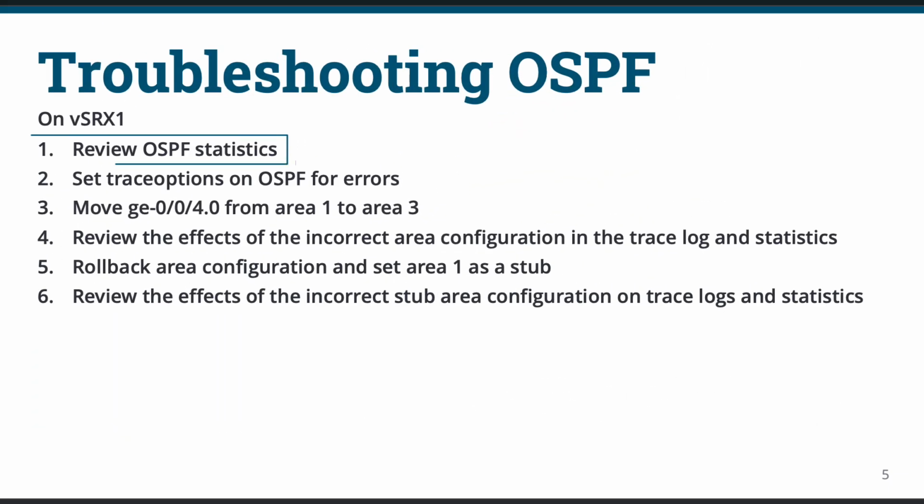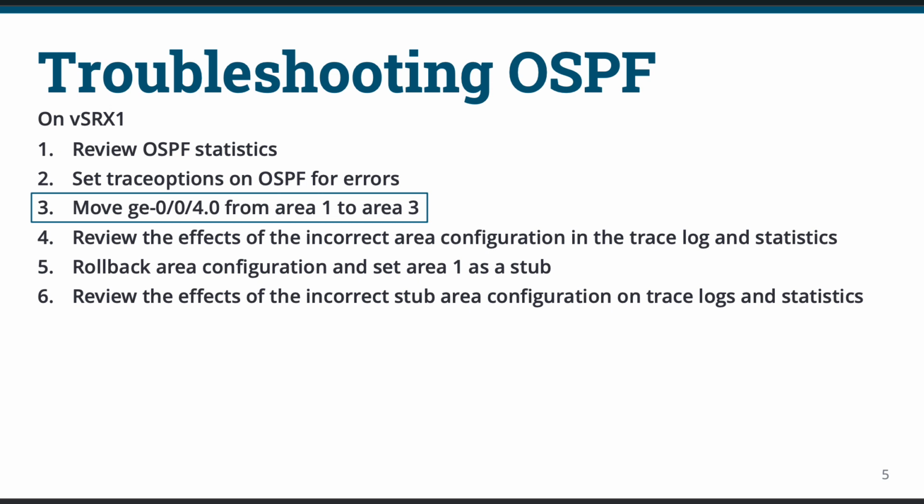First, we'll take a look at the OSPF statistics to get some baseline information. Then, we'll configure trace options so we can get some detailed log messages about the errors we'll be creating. The first error we'll configure is to have mismatched area configuration between neighbors. Where GE004 was previously in Area 1, we'll reconfigure this to be Area 3.